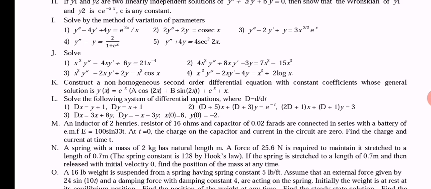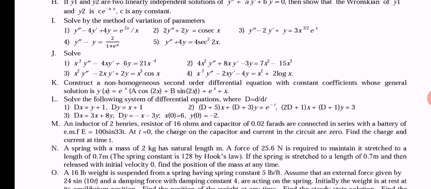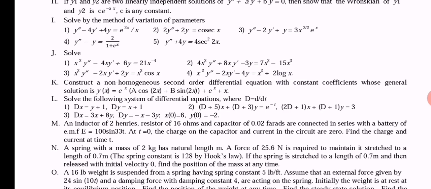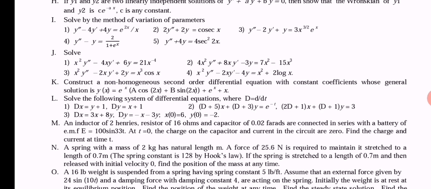By seeing the video lectures, you can easily solve the assignment section number J, questions number 1 to 4. These are all of the form of the Cauchy Euler equation. So this part you can solve from your tutorial sheet, which is tutorial 6.